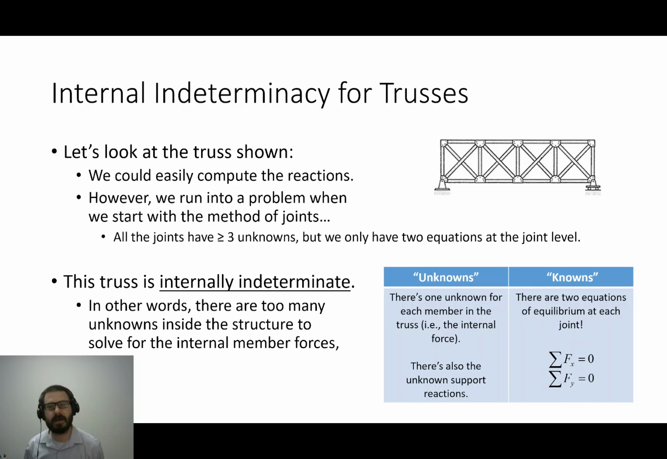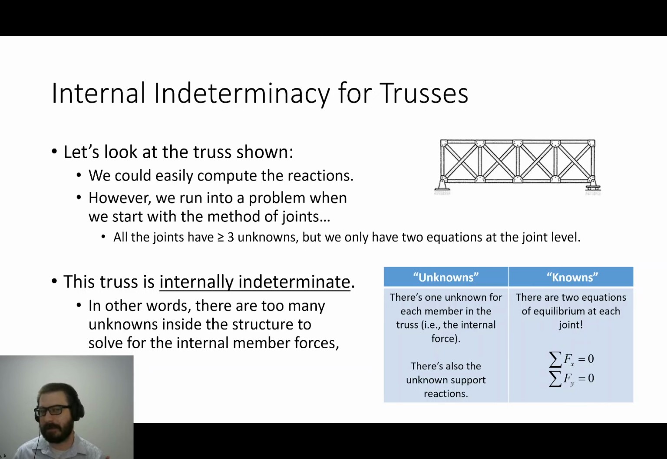What about the number of knowns? Well, for every joint, there are two equations of equilibrium. So the number of knowns is 2J, two times the number of joints. Why two? Because we only have the sum of forces in the X direction and the sum of forces in the Y direction that must be equal to zero. We can't deal with moments on a joint-by-joint basis because there are no moments at a joint.